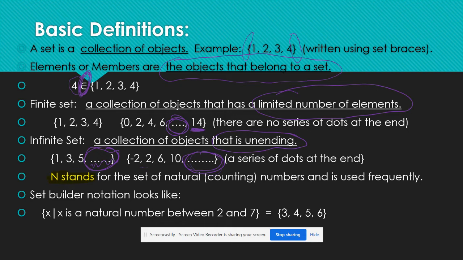We also want to talk about set builder notation. Set builder notation looks like this. Okay, we have our braces on either side. And then this is x such that x. That's what this circled part means. x such that x is a natural number between 2 and 7. And the answer to that would be 3, 4, 5, and 6. So the set {3, 4, 5, 6}.